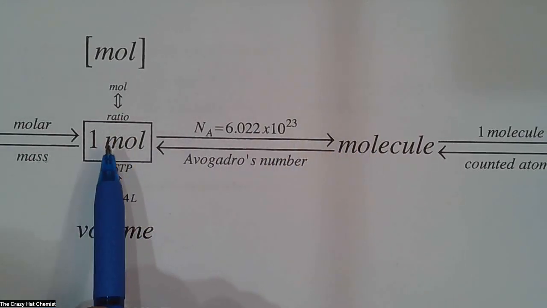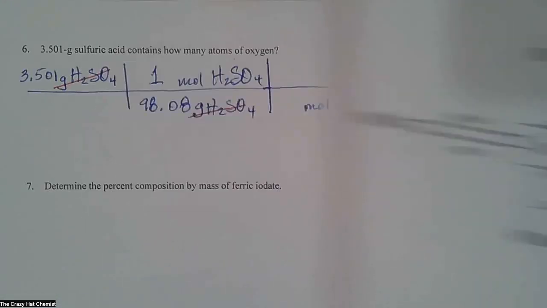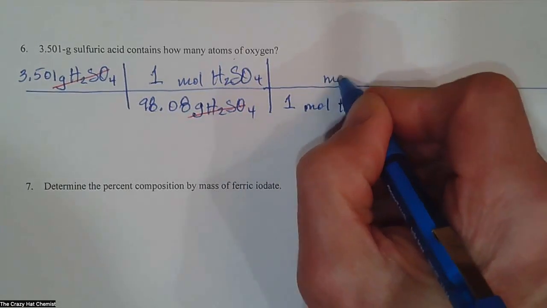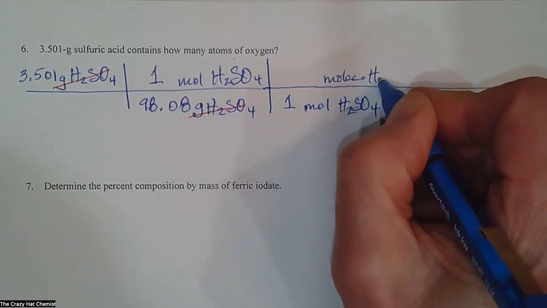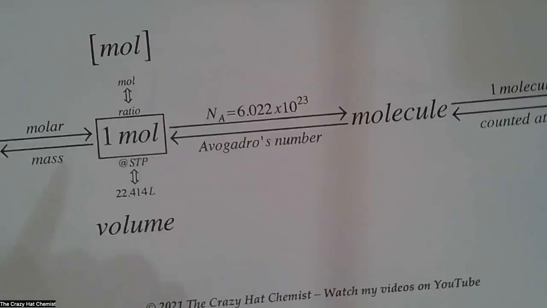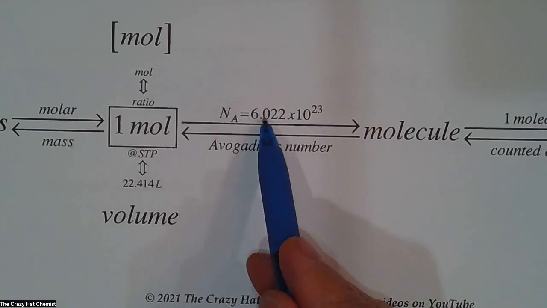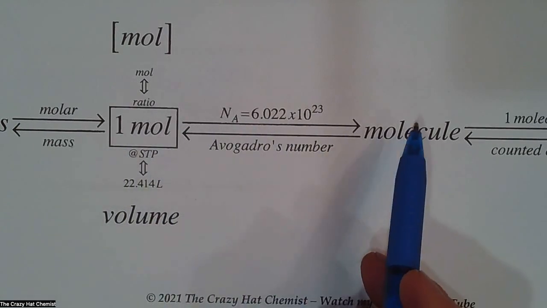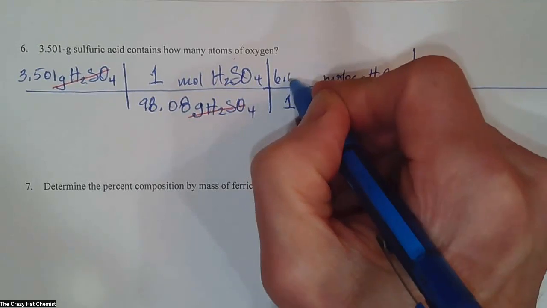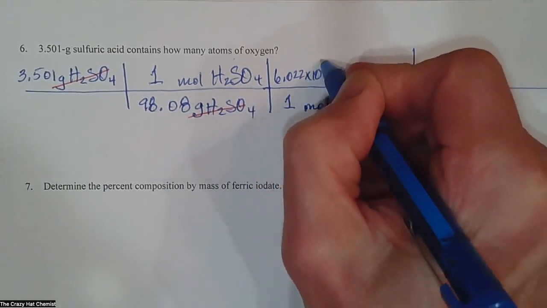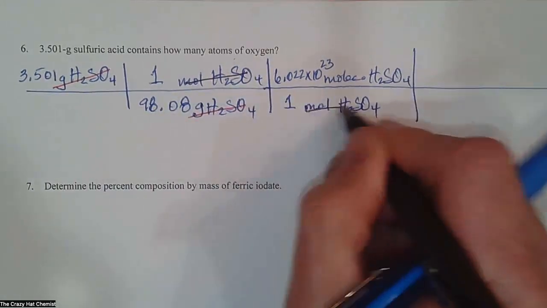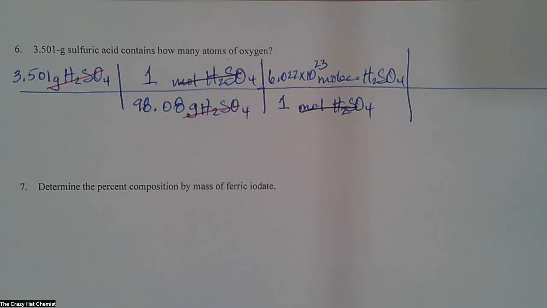Again, remember the number in front of the mole is a 1. Okay, so the number in front of the mole is a 1, and then I'm going to go molecules of H2SO4, and then draw a line. And what's the number in front of the molecule? Well, it's Avogadro's number when I'm going from moles to molecules or molecules to moles. So Avogadro's number here, 6.022 times 10 to the 23rd. That allows me to cancel out moles of H2SO4. Looking good. I like it.